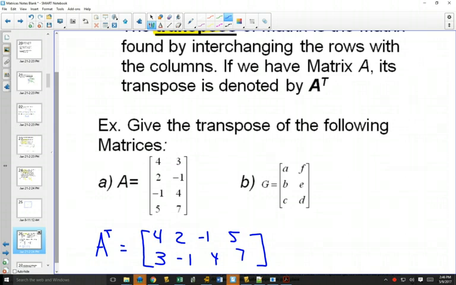So that is your transpose matrix. So here's B, B transpose will now be a 2 by 3, A, F, B, E, C, D.